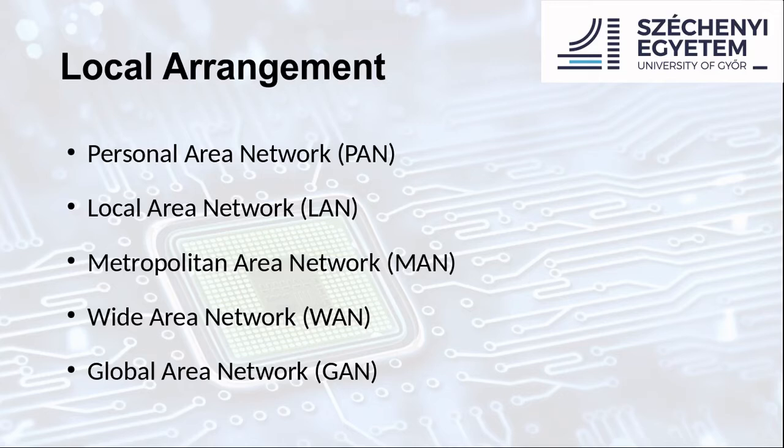A metropolitan area network is one size bigger than a local network. Its size is typically limited to huge buildings or even whole cities. A metropolitan network connects several local area networks. The wide area network connects metropolitan networks. Its size can spread to whole countries or continents. And the greatest network is the global area network, which connects the whole planet.